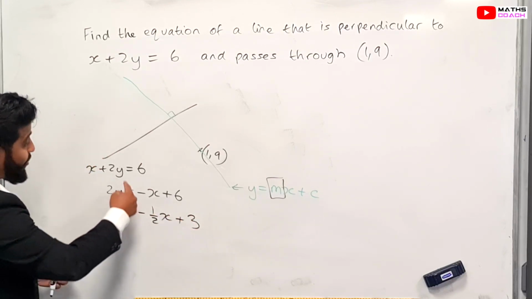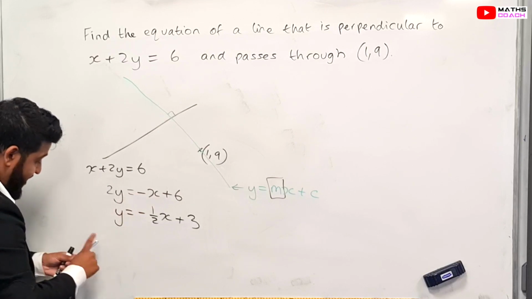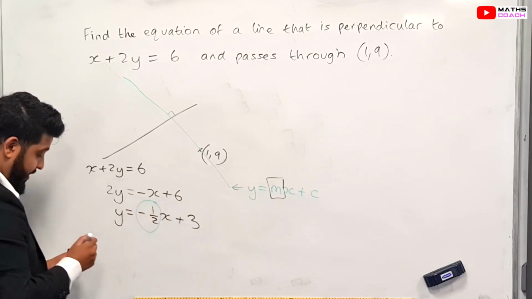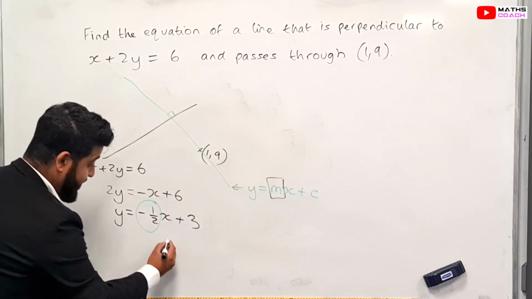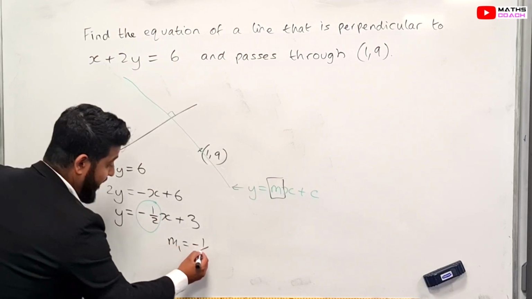So what is the gradient of this line right there? The gradient of this is minus 1 over 2. Now if we do what we did previously, m1 would equal minus 1 over 2.